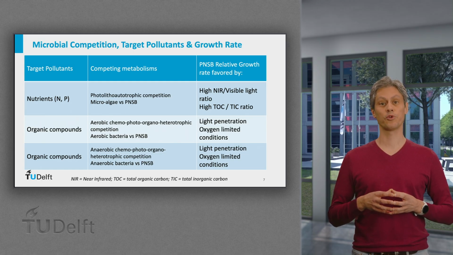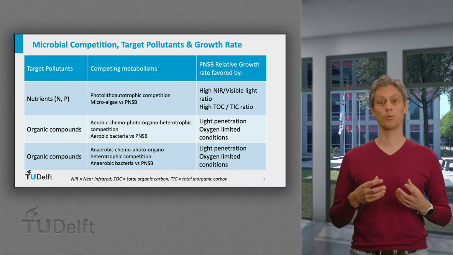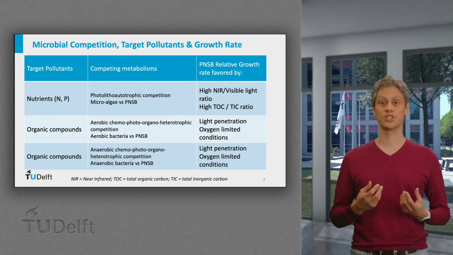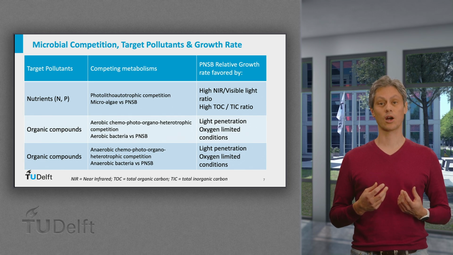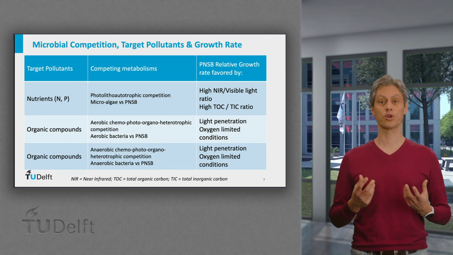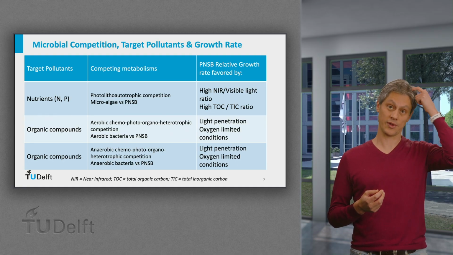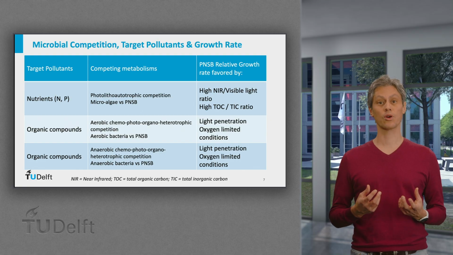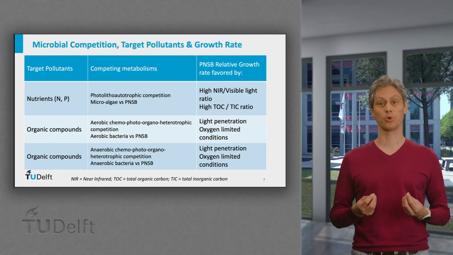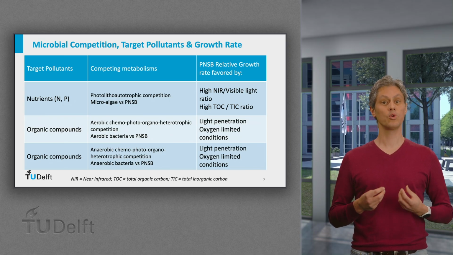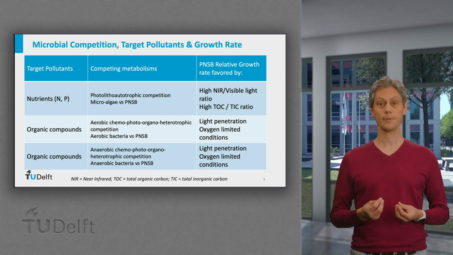If treating nitrogen and phosphorus-rich wastewater, light exposure also favors the growth of microalgae that compete with PNSB for light by creating shade. The high ratio of total organic carbon, TOC, versus total inorganic carbon, TIC, is important to favor PNSB, as they grow more easily on both carbon sources. Interestingly, PNSB requires near-infrared wavelengths for growth, while the growth of microalgae is typically dependent on the visible light wavelengths. So a higher ratio of near-infrared light to visible light would benefit the growth of PNSB.